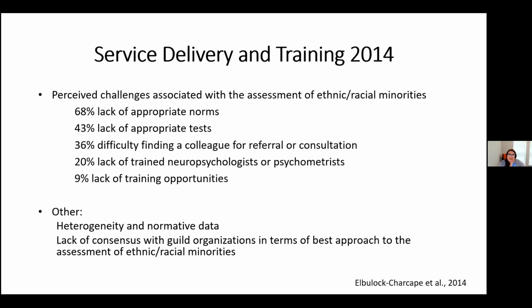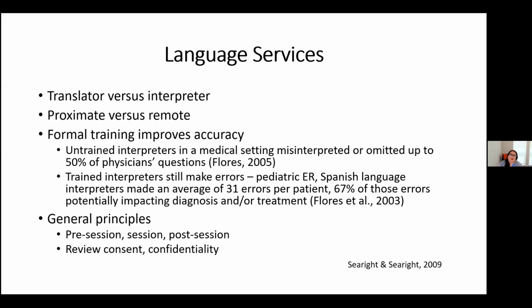And then when we're looking at language services, right? So what are we going to be doing? And we go back to use of interpreters. We have translators versus interpreters that oftentimes people use interchangeably, but they're not. Interpreters is live interpretation when you are speaking, and translator is of written documentation, right? And you can have proximate in person versus remote audio and audio visual as well.